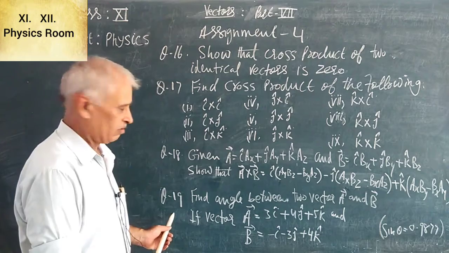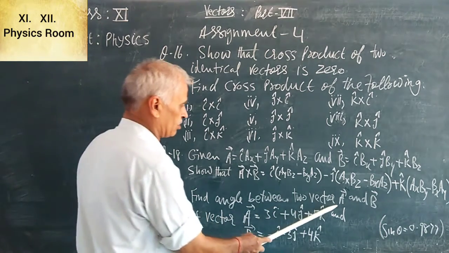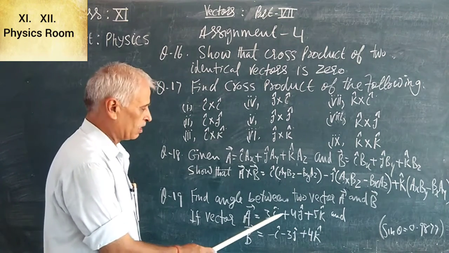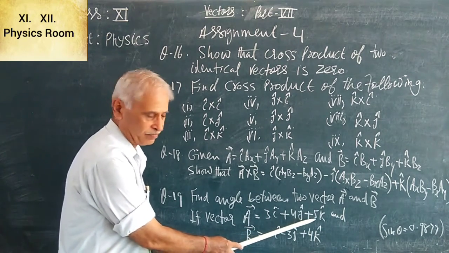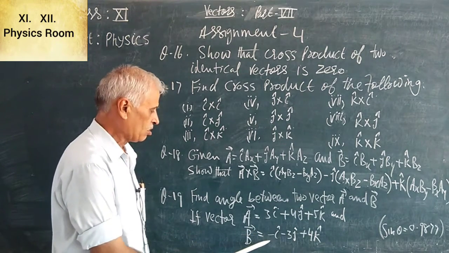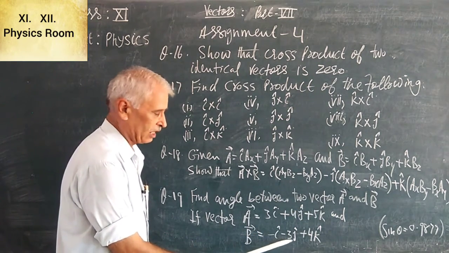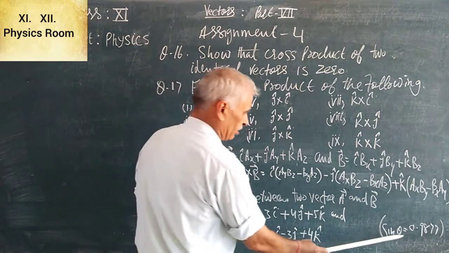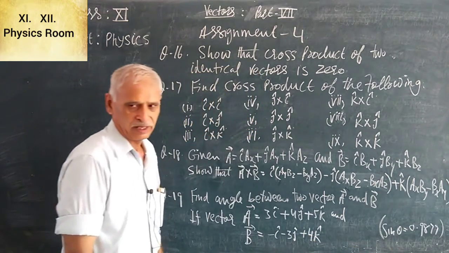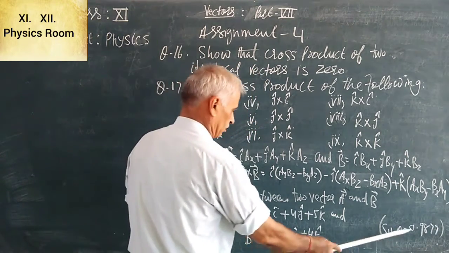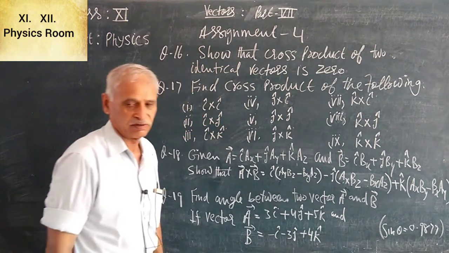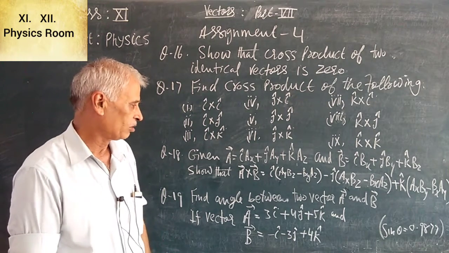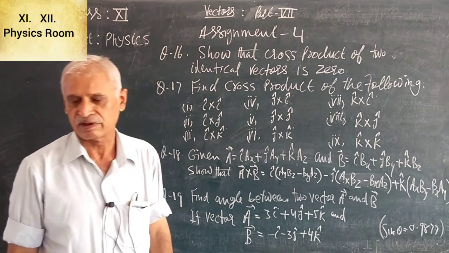Now question number 19. Find the angle between two vectors A and B, if vector A is equal to 3i plus 4j plus 5k cap and vector B is equal to minus i cap minus 3j cap plus 4k cap. Your answer sin theta should be equal to 0.9877 and theta equal to sin inverse 0.9877 from the log table. Okay, so I hope you will be able to solve these questions on cross product.